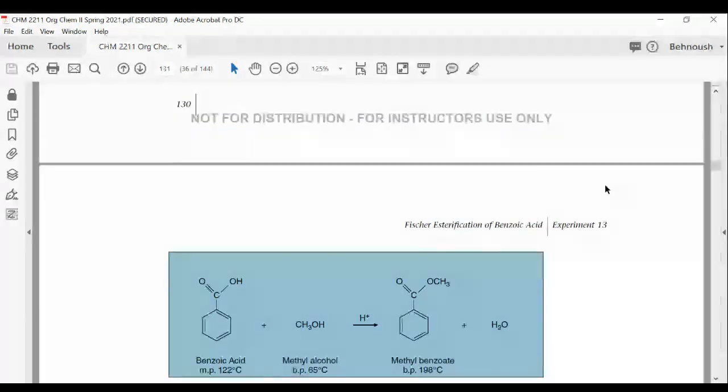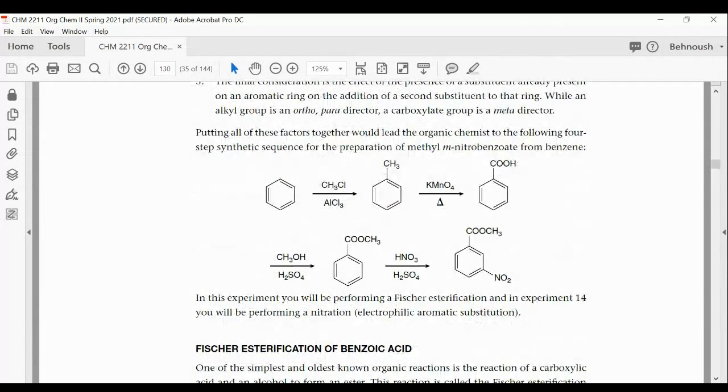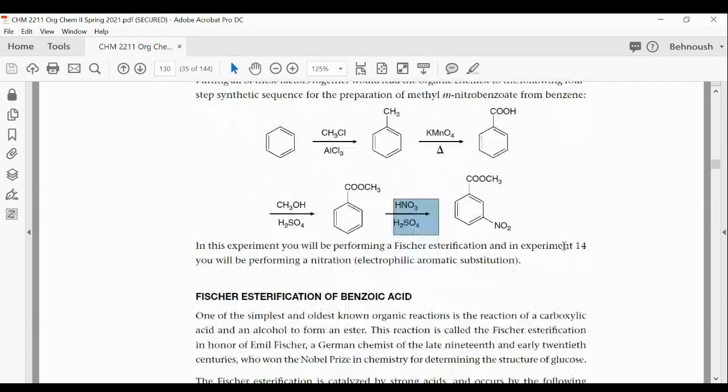The one that is explained on the first page, the multi-step route that goes from benzene to 3-nitro-methylbenzoate, or meta-nitro-methylbenzoate, happens across different experiments. Last week we did the oxidation of toluene, which gives benzoic acid, and if you had chlorotoluene, it would give you chlorobenzoic acid. Today we are starting with benzoic acid and going to methyl benzoate, and next week we will do the nitration of an ester.